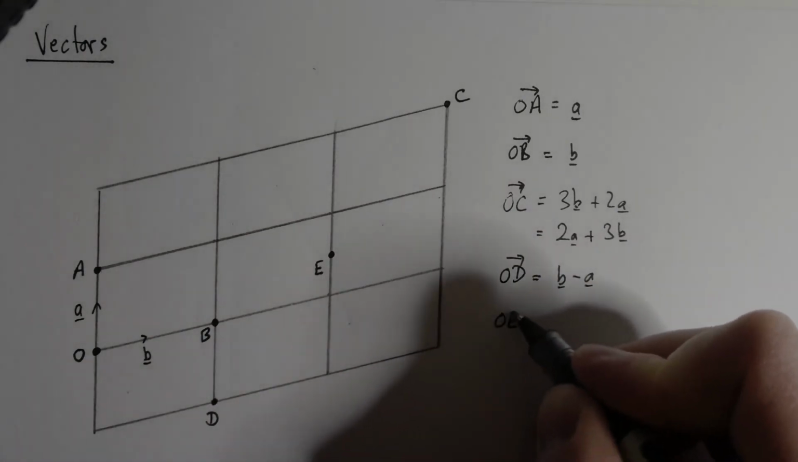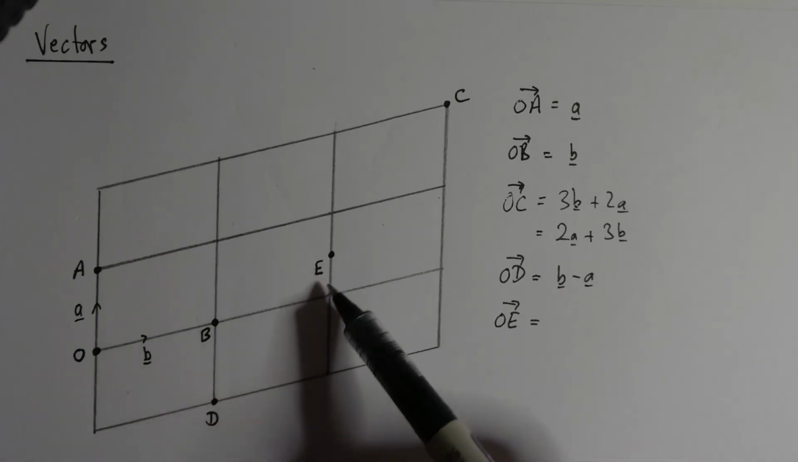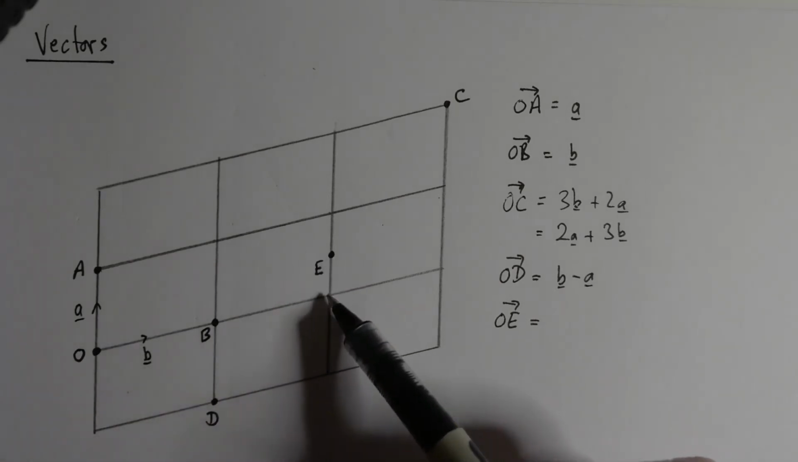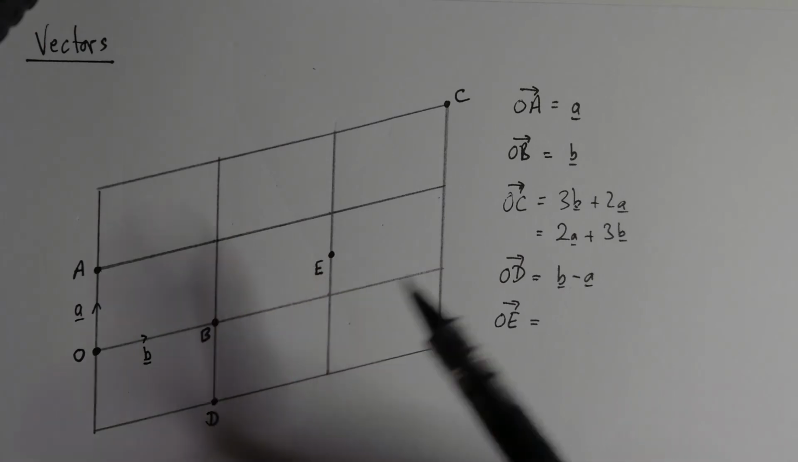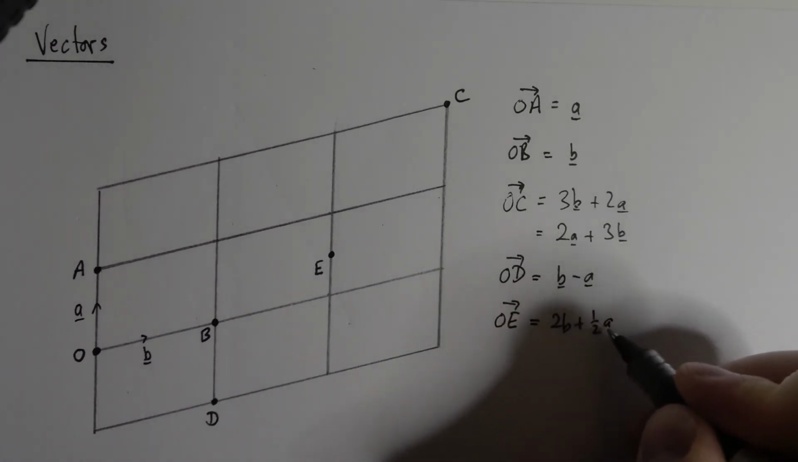To get from O to E, I need to go, should we do the b's first? Does that make sense to you? So we go a b, another b, and then that's only half an a. It's the right way, it's upwards, so it's in the direction of a. It's not down, the minus a, but it's only half of an a. So 2b plus half an a, sorry.